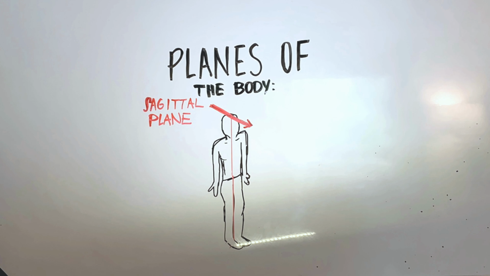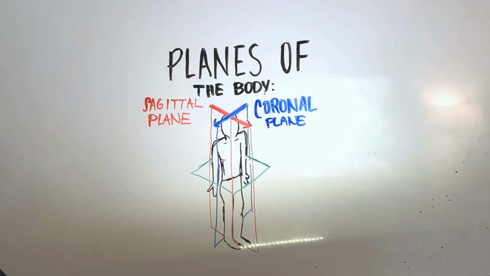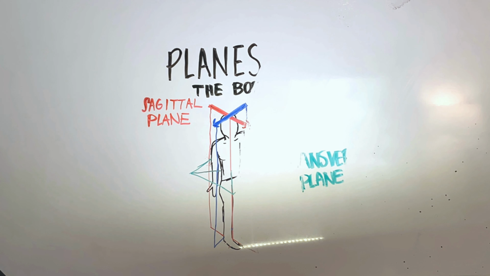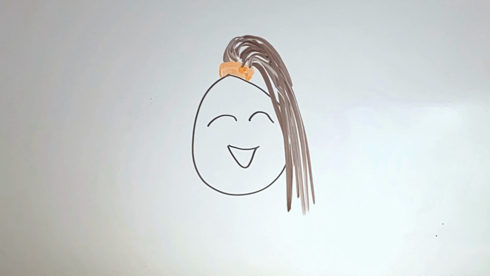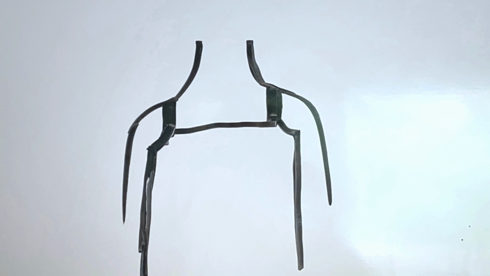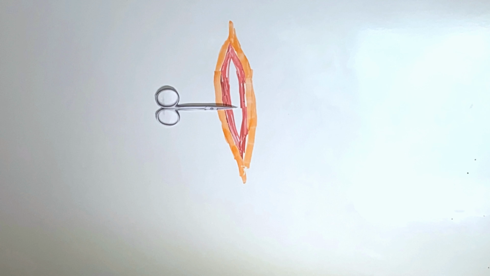Planes of the body. We have sagittal plane, coronal plane, and also the transverse plane. Now, dissections. Put your hair up, roll your sleeves up, put an apron on, and put gloves on. We're going to dissect a mystery creature today.